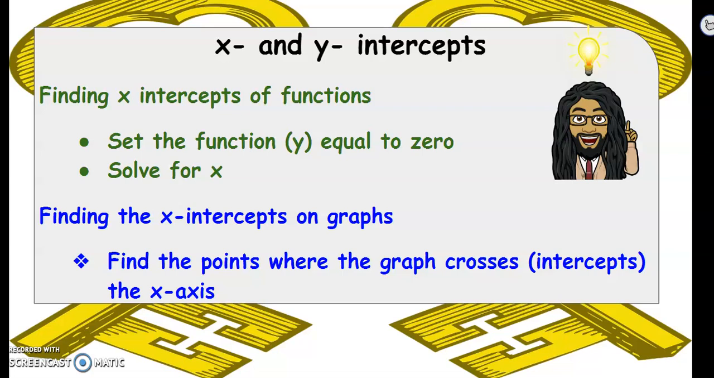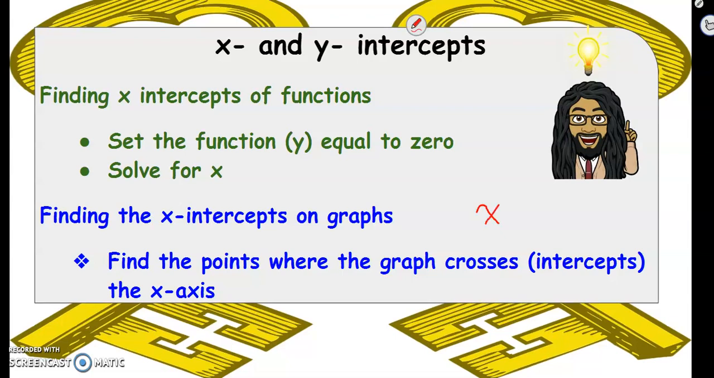Then when it comes to our graphing portion of it, we're going to find the x-intercepts on the graph by looking at the points where they cross the x-axis, where they intercept the x-axis. When they cross or intersect the x-axis, that means we're going to get an x value, and it's going to be 0 for your y. So it's going to be a number for x, and it's going to be 0 for y, because it's crossing the x-axis. At the x-axis, y is equal to 0.